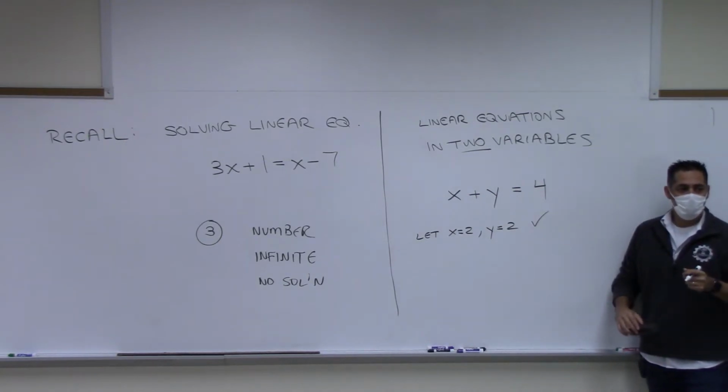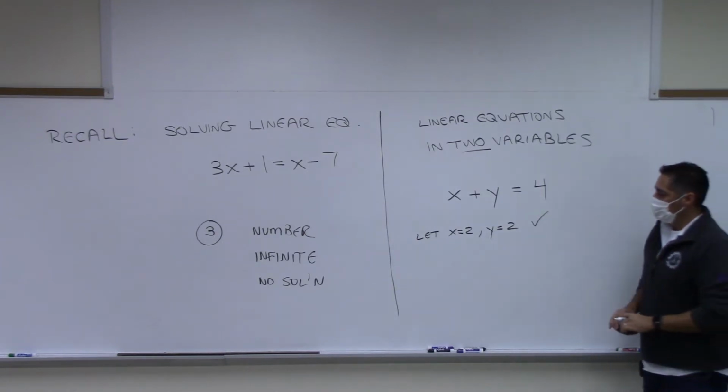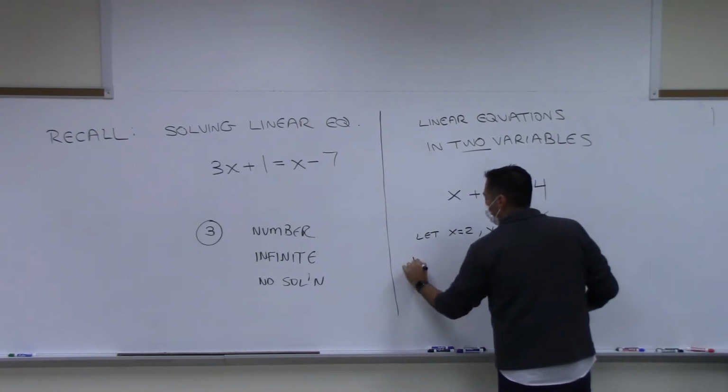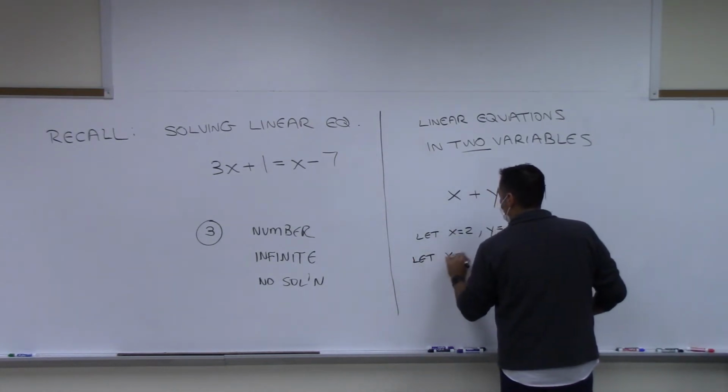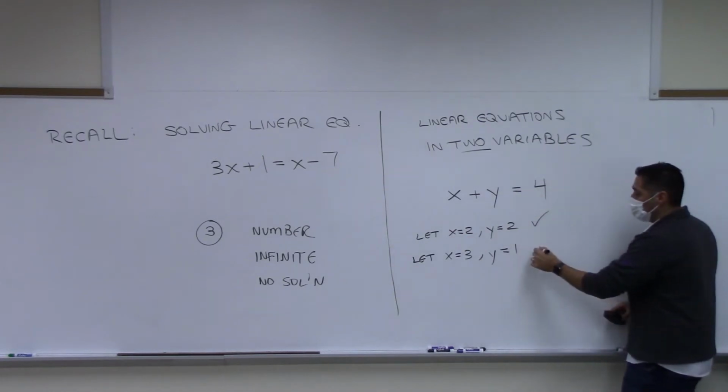Oh, you mean my name? Both. Oh, okay, Alicia. 3 and 1, okay. And that would work, right? 3 and 1, 3 for x, 1 for y.